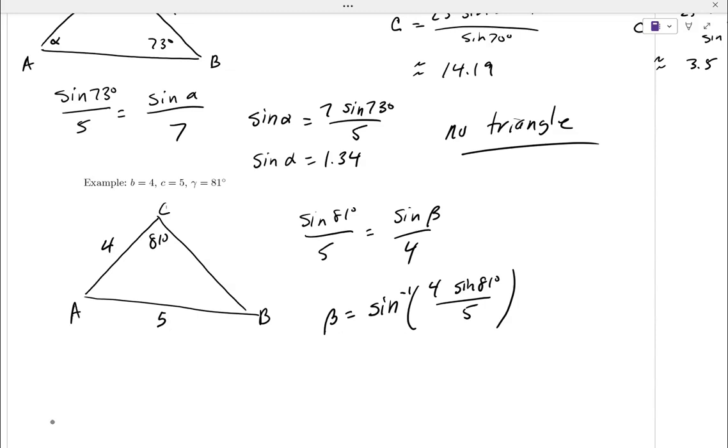One of the reasons I was confident this is okay is that sine of 81 degrees will be less than 1, and 4/5 is less than 1. And if I multiply two numbers together that are less than 1, I get something that's less than 1. So I'm not going to have any issues. What do you get when you do that calculation? 52.20. Is that what you said? Okay. Yes.